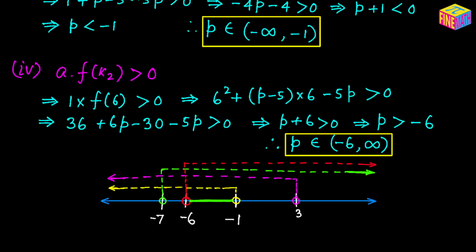So let me write down the final solution here. So p must belong to the range of numbers between negative 6 and negative 1.